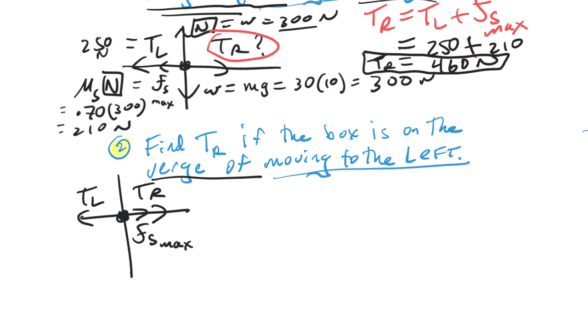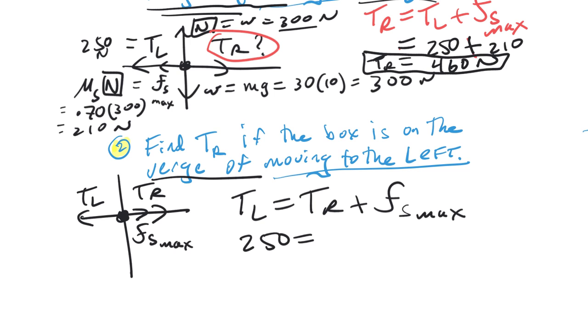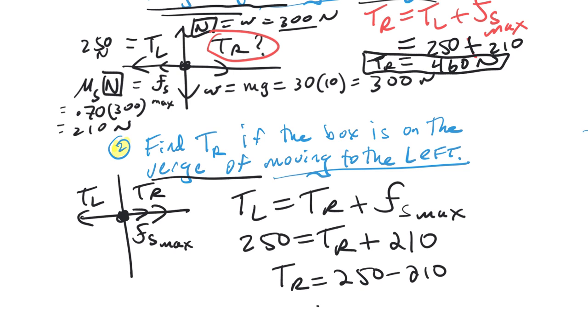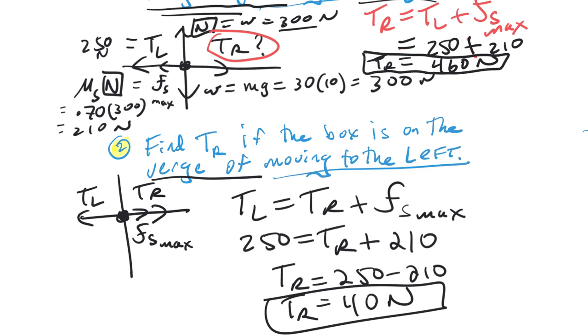So same idea as before. These forces are balanced because it's at rest. So TL equals TR plus Fs max. TL is already 250. TR is what I'm looking for. And Fs max, you already figured out, is 210. So TR is equal to 250 minus 210, which is 40 newtons. Okay?